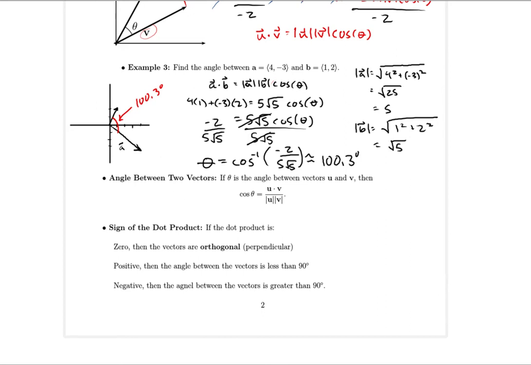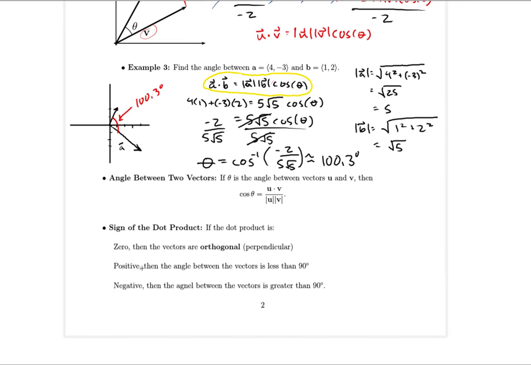let me just circle this one up here. In this formula, you're going to get 0 when the cosine is equal to 0. So when will cosine equal 0? Cosine equals 0 when theta is 90 degrees. So because theta being 90 would cause this to be 0, that's why we can say anytime the dot product is 0, our vectors are perpendicular.